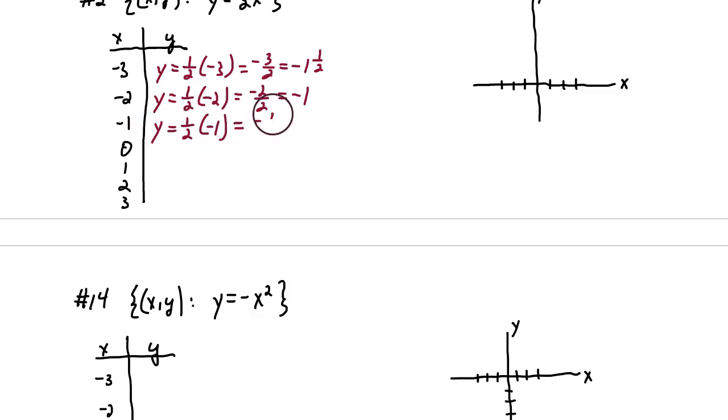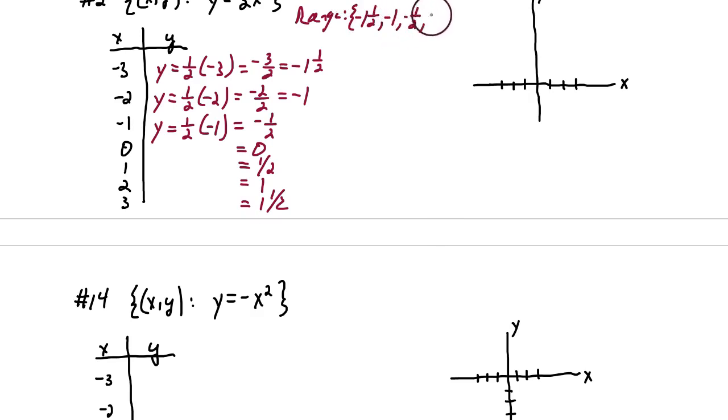And this makes -1/2. I think I see a pattern happening. This next one will be 0, the next one will be 1/2, the next one will be 1, and this last one will be 1.5. Now we can give the range. The range is all of our y values. We have -1.5, -1, -1/2, 0, 1/2, 1, and 1.5.